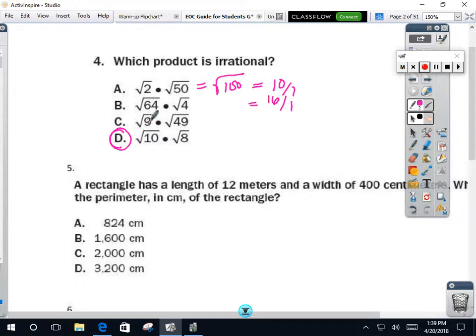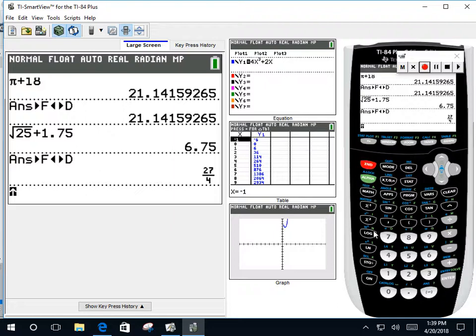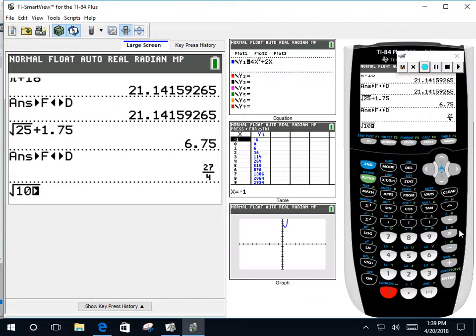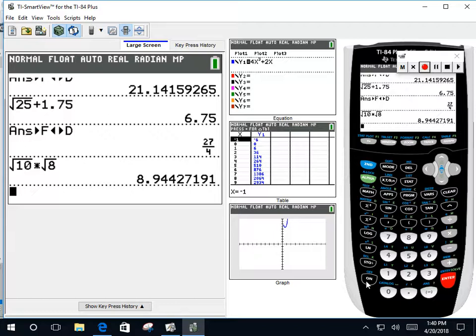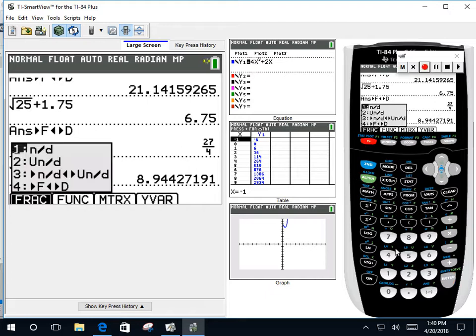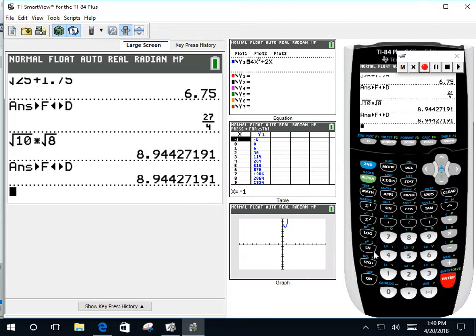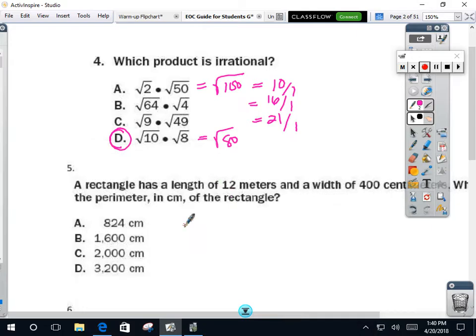What's the square root of 9? What's the square root of 49? 3 times 7 is 21, can be put over 1, and it's rational. But this would be the square root of 80. And watch what happens when I type it in. The square root of 10 times the square root of 8 becomes the square root of 80. Well, we all know that the square root of 80 is not a perfect square. And so you get a decimal. When you go to alpha y equals number 4 and try to turn it into a fraction, it will not become a fraction. So it's irrational.